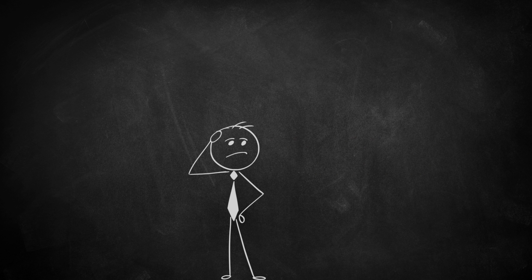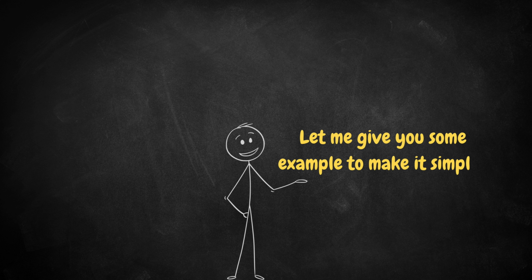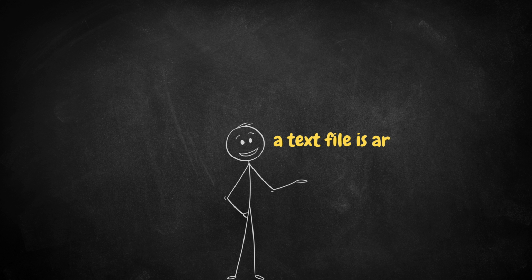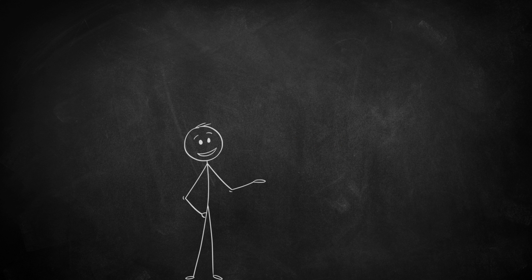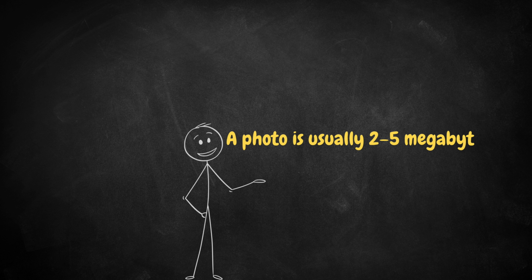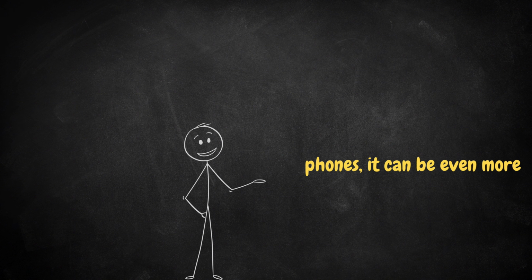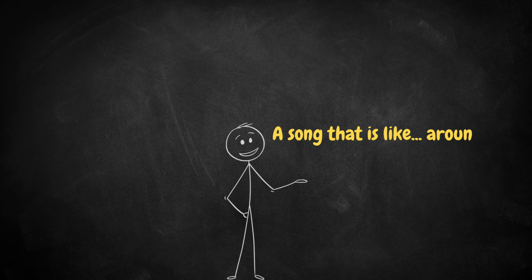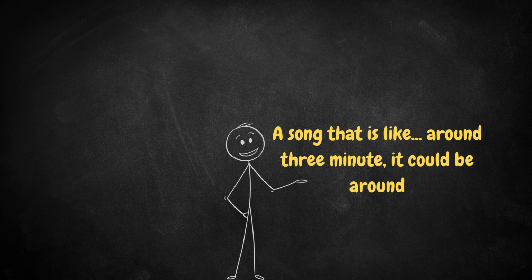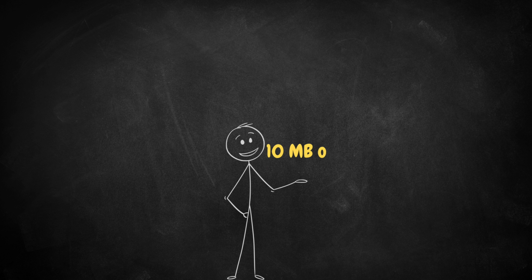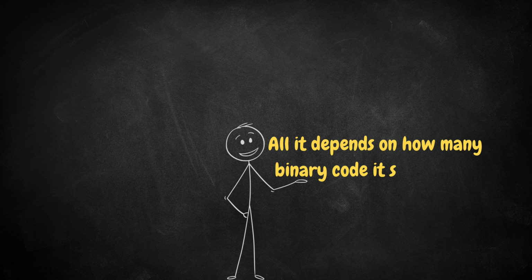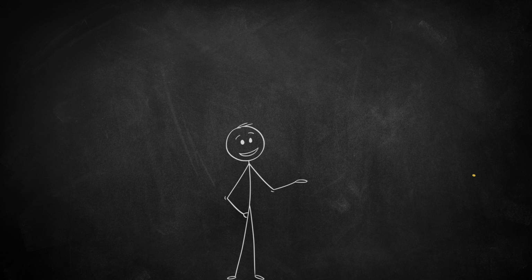Okay, cool. But what does that mean in real life? Let me give you some examples to make it simpler. A text file is around 10 kilobytes. A photo is usually 2 to 5 megabytes, but with newer phones, it can be even more. A song that is around 3 minutes could be around 10 megabytes or more. It all depends on how much binary code it stores.